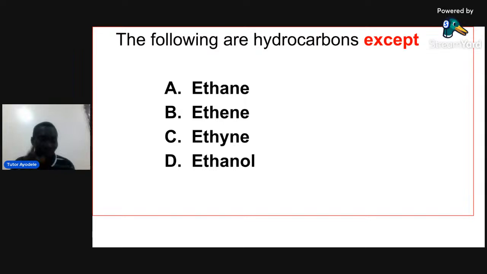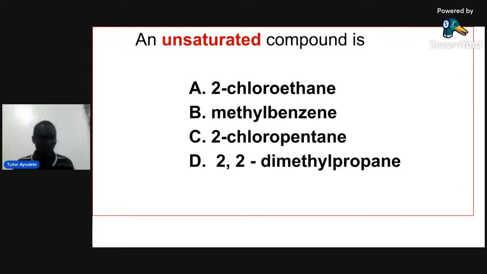So it only contains hydrogen and carbon only. That is hydrocarbon. Ethane is a family of alkane, so it's a hydrocarbon. Ethene is a family of alkenes, yeah, it's a hydrocarbon. Ethyne is a family of alkyne, so it's a hydrocarbon. But ethanol, C2H5OH, has oxygen. It's not a hydrocarbon because of that oxygen that is there. This is another one now.